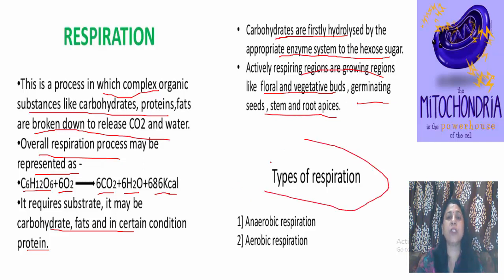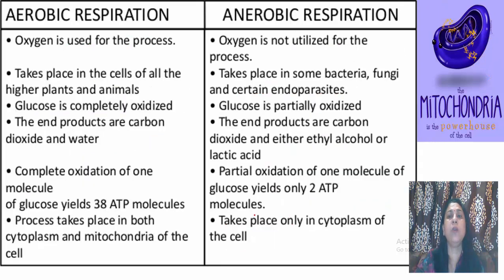Now coming to types of respiration. There are two types of respiration, anaerobic respiration and aerobic respiration. This you have studied in your earlier classes also. Now comparing aerobic and anaerobic respiration. Aerobic respiration is the respiration in which oxygen is used. That is, the respiration which takes place in the presence of oxygen is known as aerobic respiration. Whereas in anaerobic respiration, oxygen is not utilized for the process. That is, the respiration which takes place in the absence of oxygen is known as anaerobic respiration.